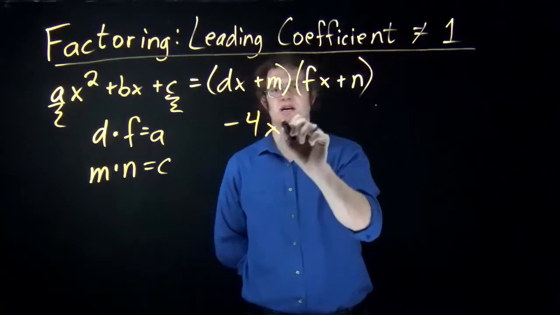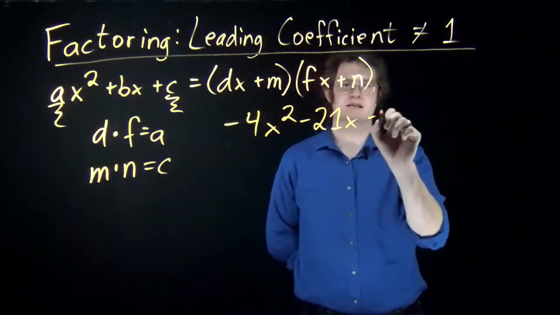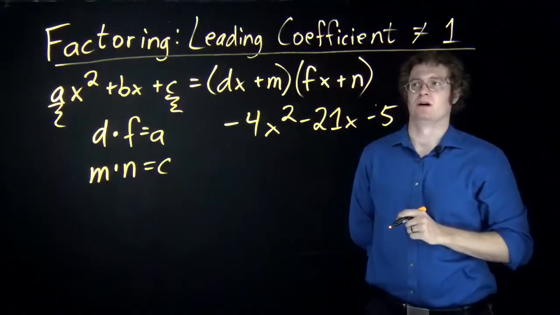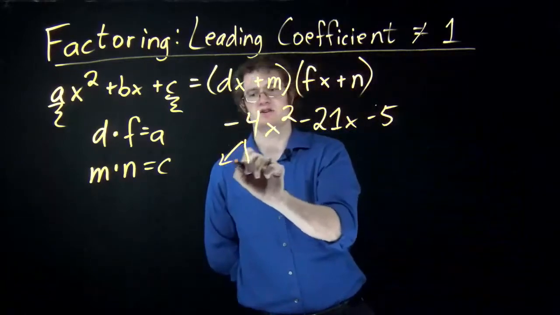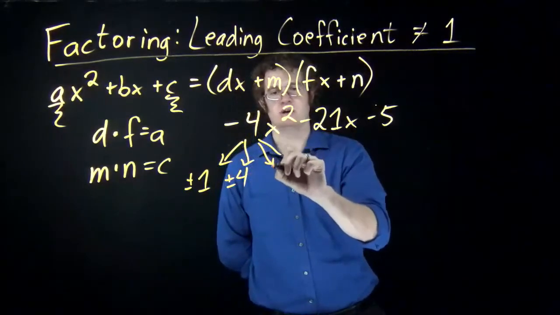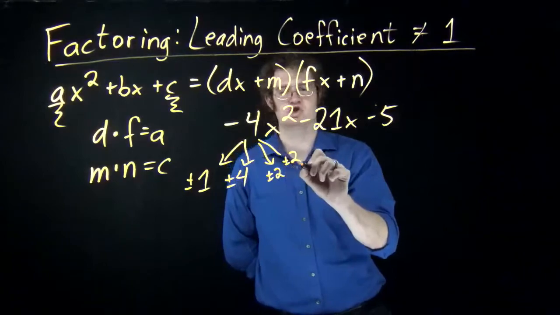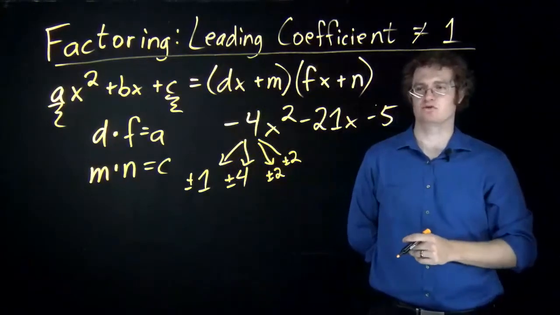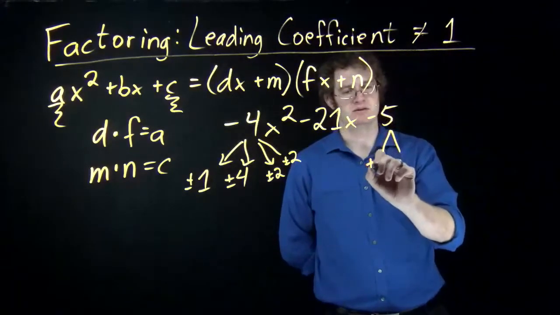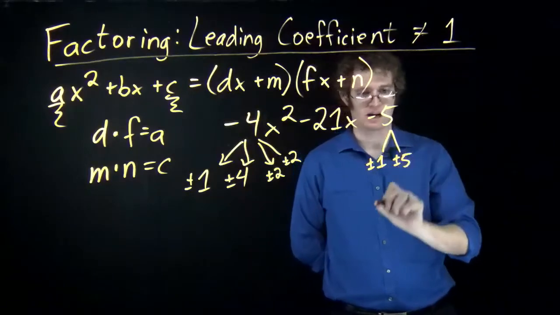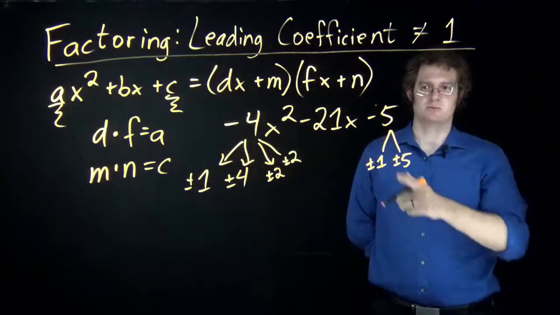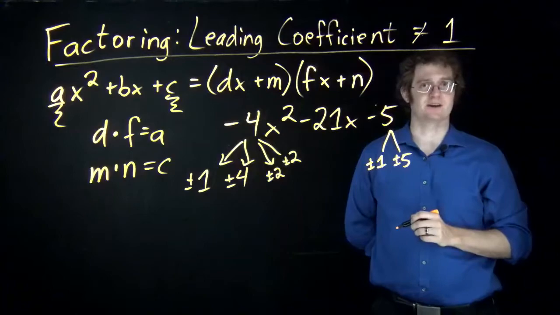In particular, we're going to do negative 4x squared minus 21x minus 5. So let's factor this trinomial. Well, what we can do is we can say, what are the possible factors here? We might have 1 and 4, and maybe plus or minus 2, plus or minus 2. 2 times 2 equals 4. 1 times 4 equals 4 as well. And what are the possible factors of negative 5? Well, here we'd probably have plus or minus 1 and plus or minus 5, right? 1 times 5 gives me 5. And then we would have either plus or minus to make sure that our overall minus sign was satisfied.